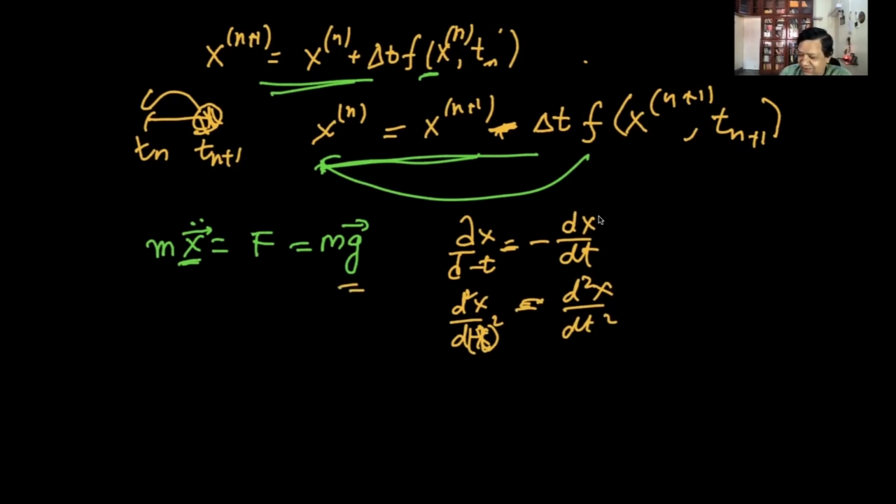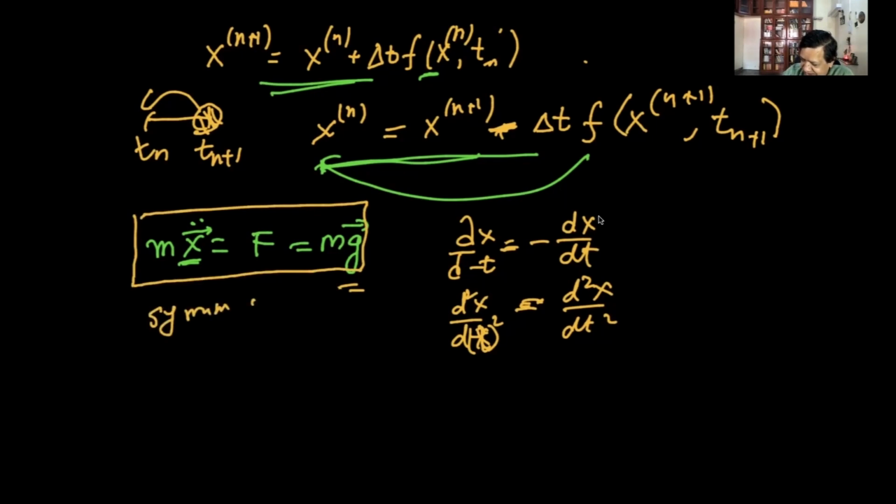And G, of course, is the same. When you go forward or backward, gravity is the same when Earth is there. So this equation is symmetric under time reversal, under the T to minus T operation.